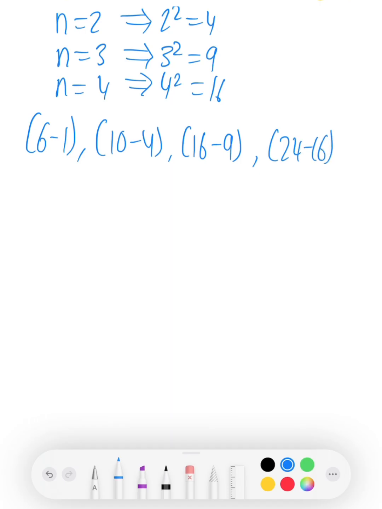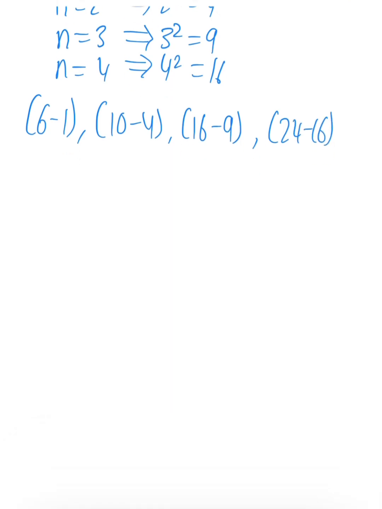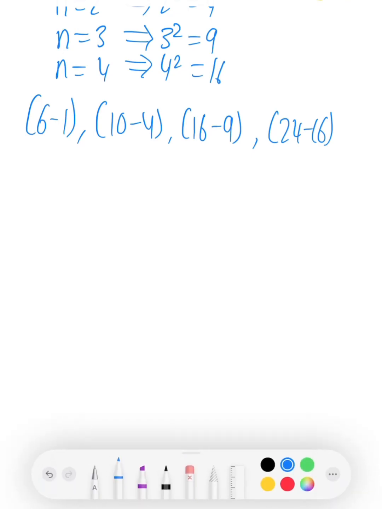Like before, we're just going to clean this up by simplifying it down with the subtraction. So what we will do here is 6 minus 1, which is 5. 10 minus 4, which is a 6. 16 minus 9, which will give me 7. And then we have a 24 minus 16, which will give me an 8.